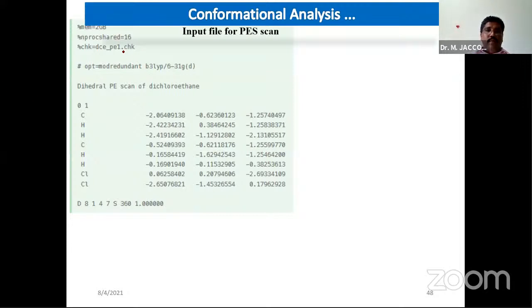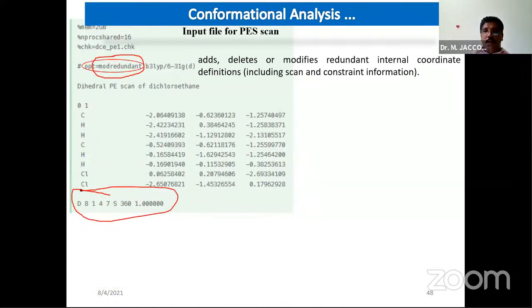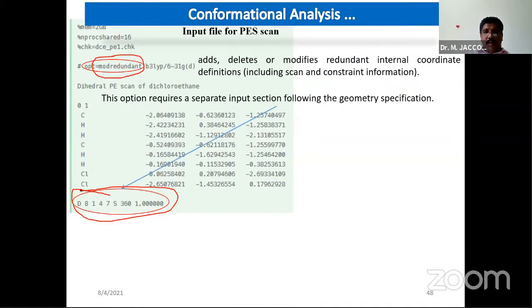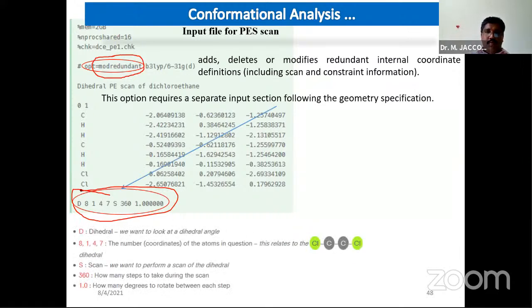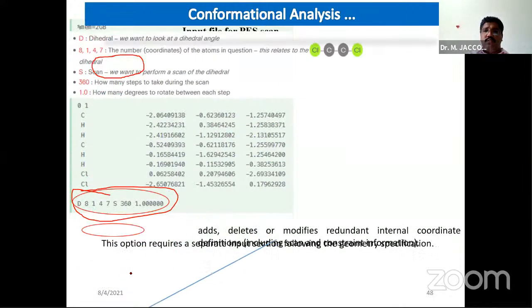In order to do that, I am fixing this with mod redundant, and then I am performing the scan. I got the scan energy. These are all the geometrical representations. These are all available on the website. You can go through any online program. You can get this information.